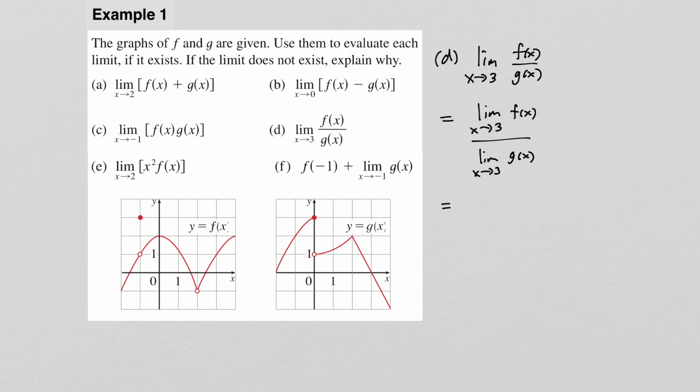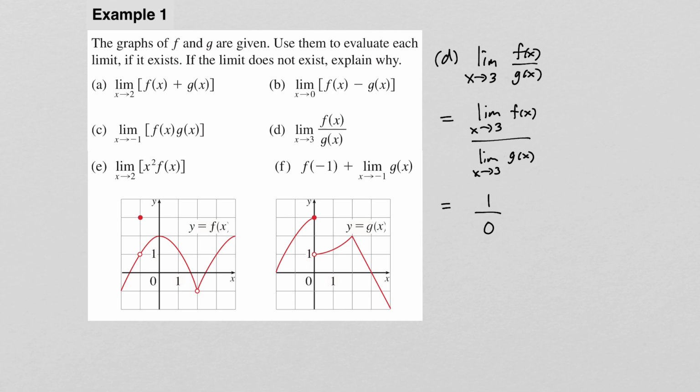So as x approaches 3, which is right here, the values of f of x are clearly getting close to this number, which is 1, divided by the limit as x approaches 3 of g of x. So here is x equals 3, and the values of g as x approaches 3 are 0.